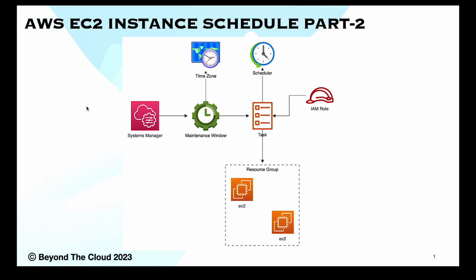So let's check out the part here. With the EC2 instance scheduling, we will schedule our EC2 instance to start at a specific time and stop at a specific time. In my first video, we did that with a predefined template. Now in this part, as I already said, we will be using Systems Manager.